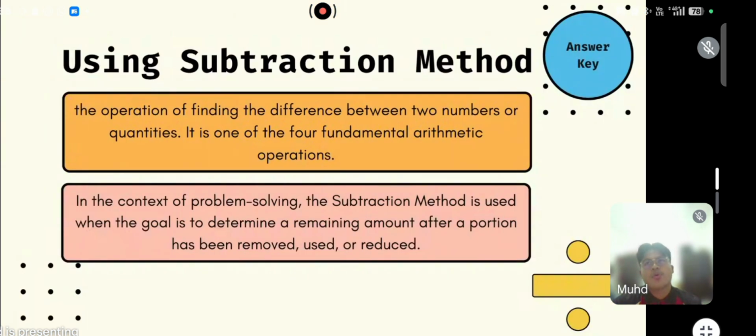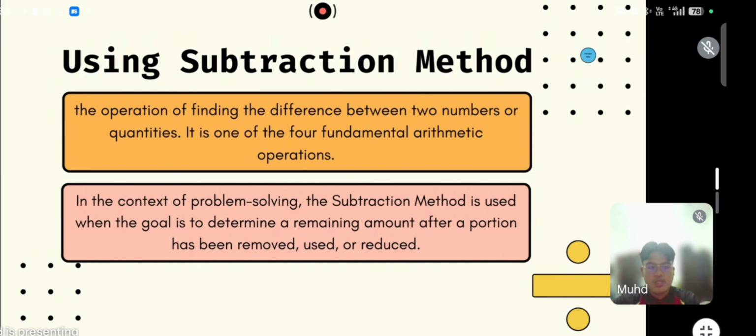So for my part, I'm using the subtraction method, which is using the minus operation, the operation of finding the difference between two numbers or quantities. It is one of the four fundamental arithmetic operations. In the context of problem solving, the subtraction method is used when the goal is to determine a remaining amount after a portion has been removed, used or reduced. Buang, guna atau dikurangkan.